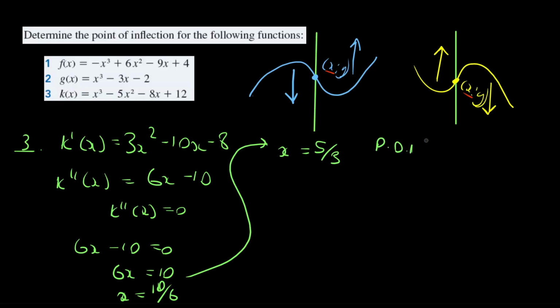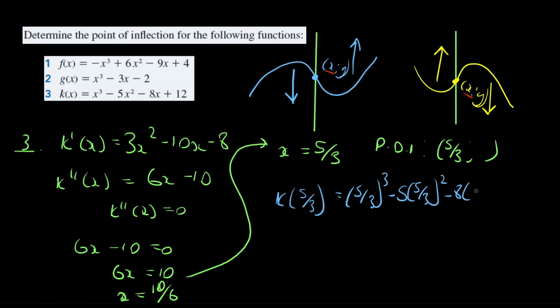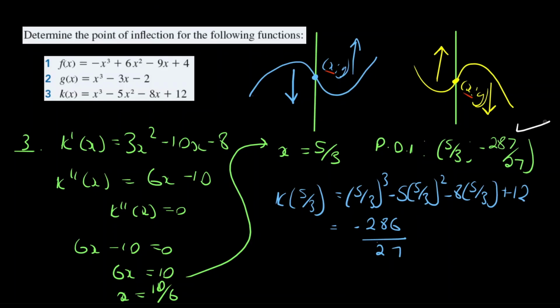So our point of inflection has x value 5 over 3, and we find the corresponding y value by substituting it into the original function, which will be 5 over 3 cubed minus 5 over 3 squared minus 8 times 5 over 3 plus 12, and we'll get negative 286 divided by 27, and that will be our corresponding y value for the point of inflection, negative 287.27, and that will be our point of inflection.